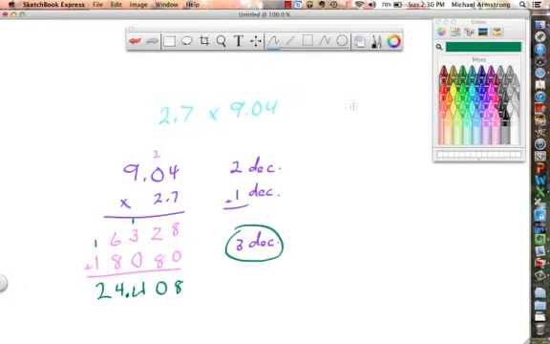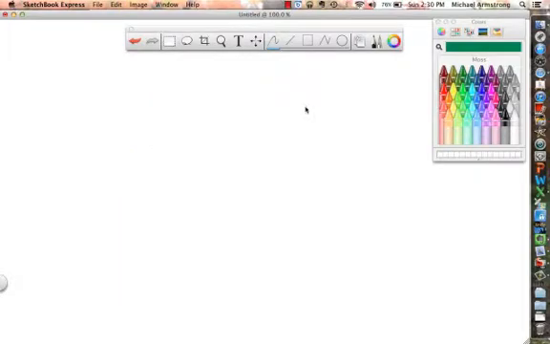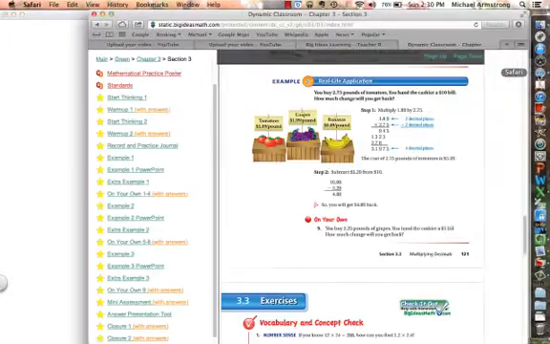Okay, now for the real world application. I'm going to switch over to the internet. We'll go back and forth. This is a picture from your book. Okay, you buy 2.75 pounds of tomatoes. Notice down here on the screen the tomatoes are $1.98 a pound. Okay, so they want to know how much change you get back from the cashier if you give them $10.